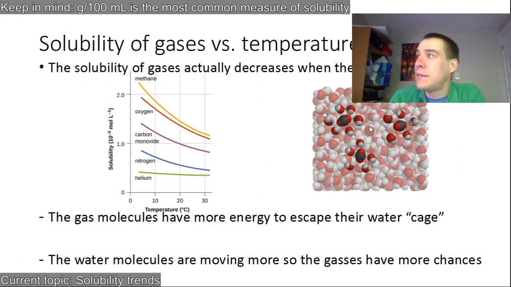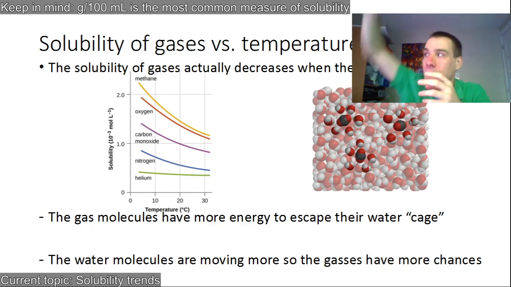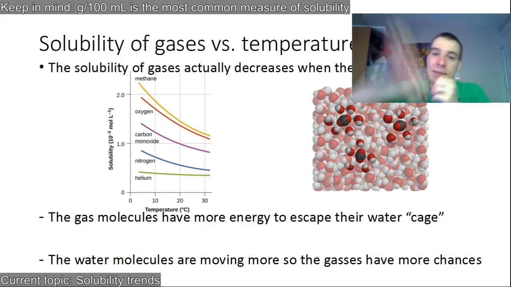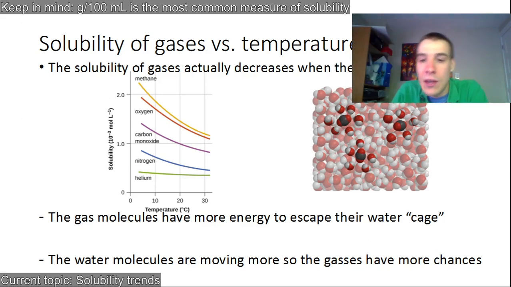Why would that happen? Why is it the opposite from the solid solubility? In solid solubility, they were moving faster, they were able to pull things apart better. In gases, remember that they're trapped in a cage, and if they weren't in that cage, they would be free, they would fly away. So the faster vibration of the water molecules means the cage is looser, and so the gas molecule has more chance to fly out. And so you end up with the gas flying out very quickly.